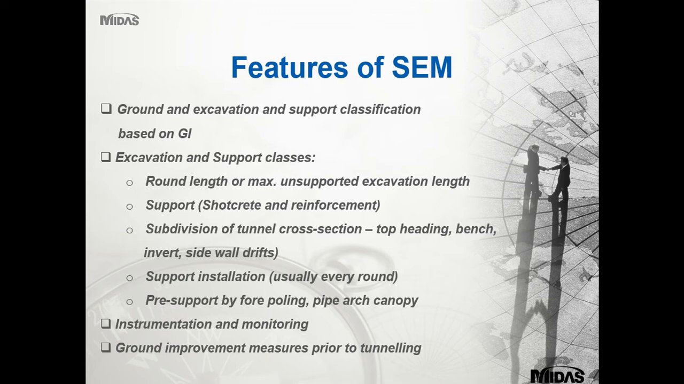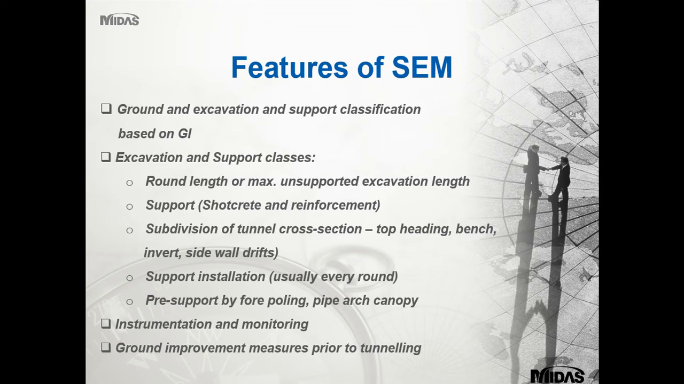So with different ground investigations, you can carry out different support classifications. That's why we've put the ground of excavation and support classifications. Excavation of support classes, we could do in different forms basically. So we've got the round length or max unsupported excavation length, supported by the shotcrete and also the reinforcement. You've got the subdivision of tunnel cross sections, so top heading, benching and invert. That means the way you split the tunnel up into different segments. So you've got the top and also the bench at the bottom.